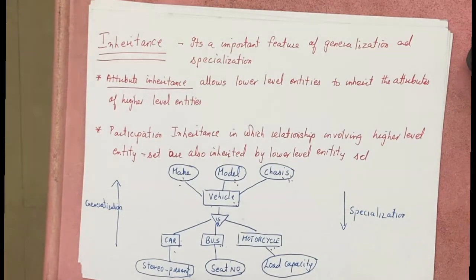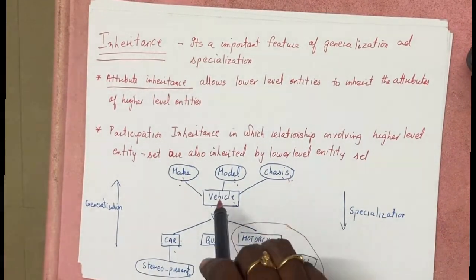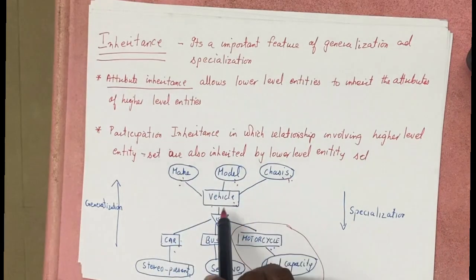Now you can ask me, car, on its own, has a particular attribute. Bus has its own attribute called seat number. Motorcycle has its own attribute, load capacity. These are unique. So the motorcycle's load capacity is not shared by either bus or car. They are unique. But on the other hand, the attributes that are there for the vehicle are shared by the lower entities.